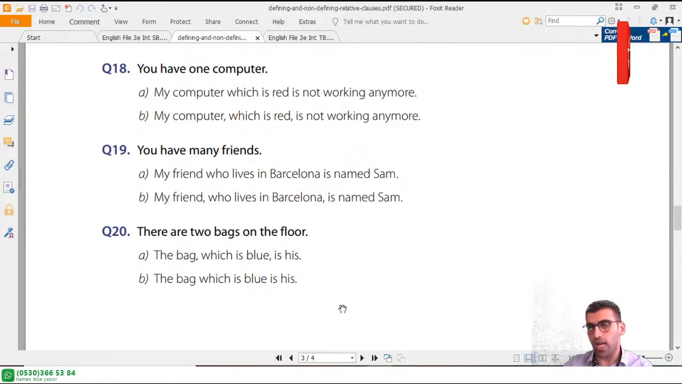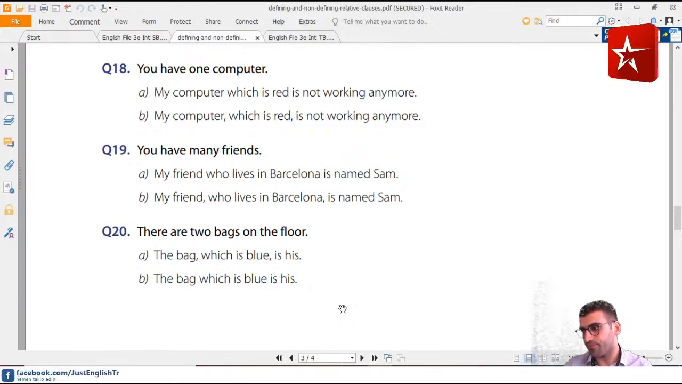And question number 19. You have many friends. My friend who lives in Barcelona is named Sam. My friend, with comma, who lives in Barcelona, comma, is named Sam. 19, is it B or A.